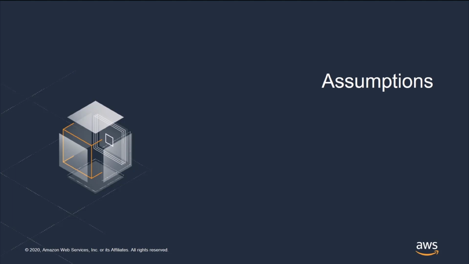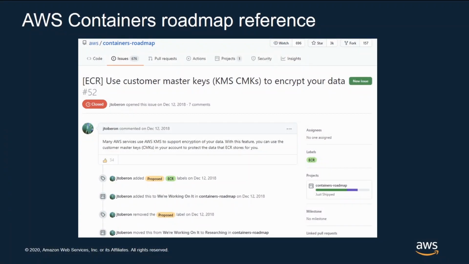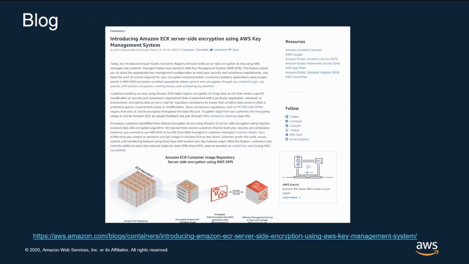In particular, we'll be talking about issue number 52, which is on the screen from our AWS container roadmap on GitHub, which was closed at the end of July when we launched AWS KMS integration within Amazon ECR. To accompany the AWS KMS integration, Amazon ECR engineer Lahiru Disaniake and I wrote a blog post to announce or introduce and walk through this feature. So with that, let's talk about Amazon ECR.